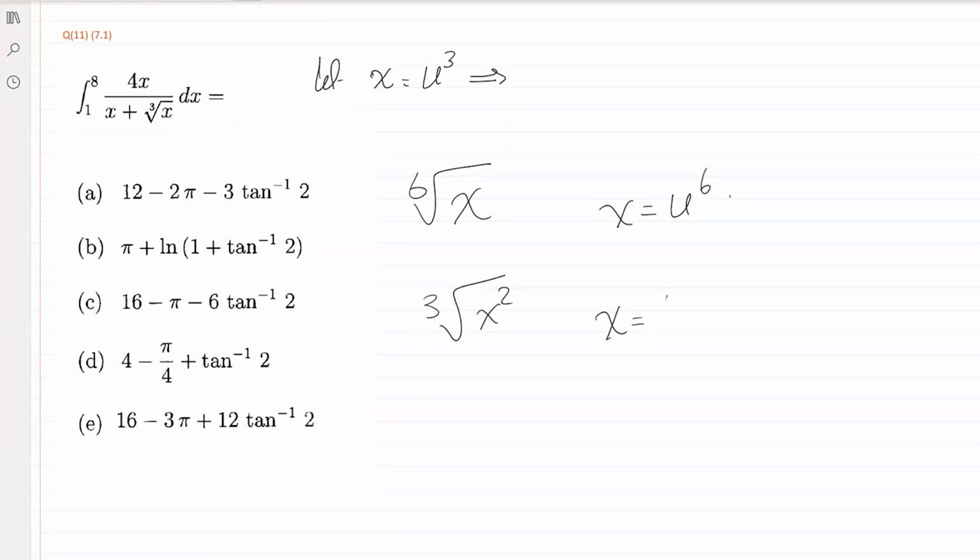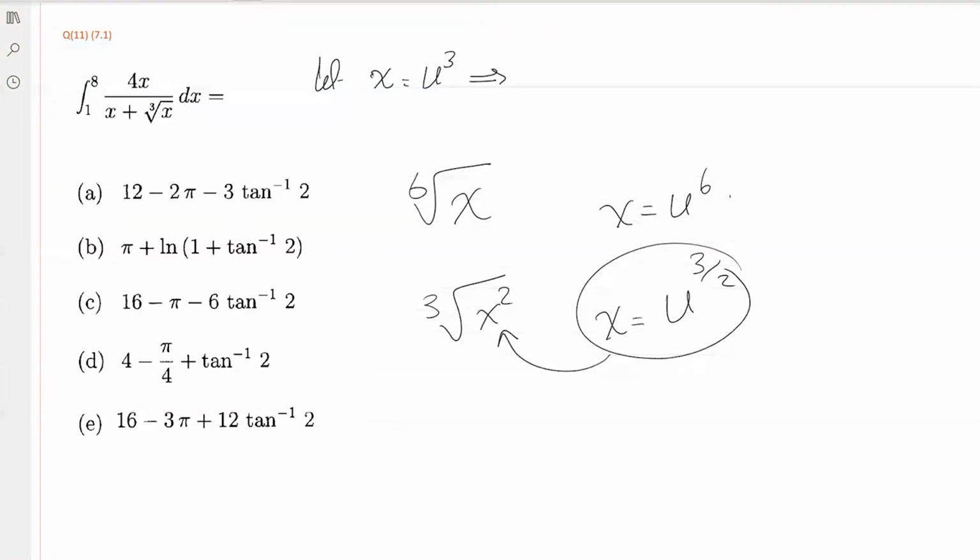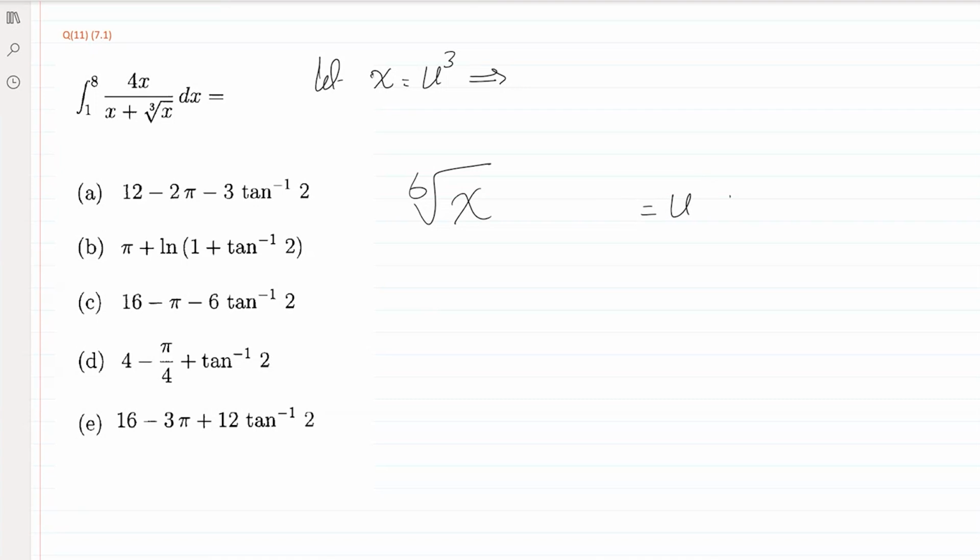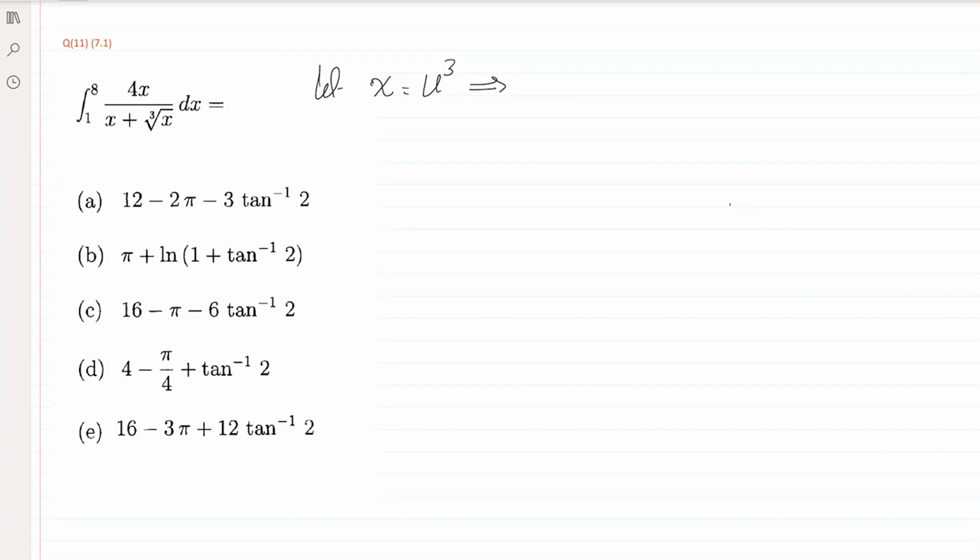2 over 3, 3 over 2, exactly the reciprocal. Why? Because when you put instead of x its value u, the powers will simplify with each other. Cancel the root, and you will simplify the root. Excellent. So it's clear why I use this idea. This is a small tricky idea.